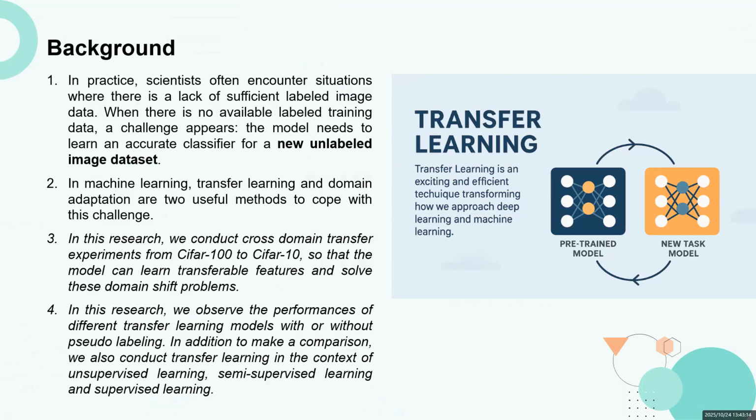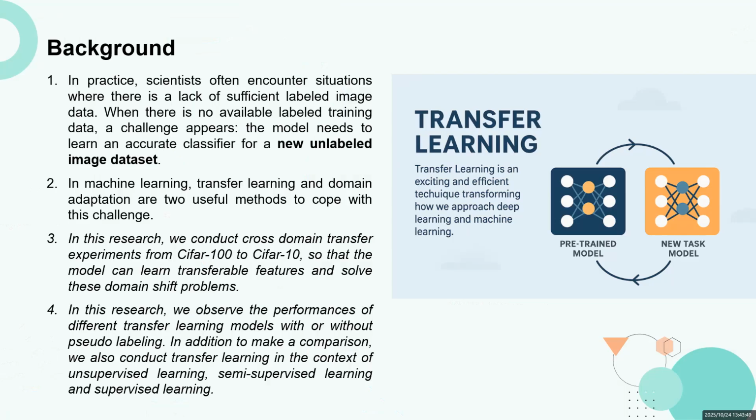In practice, scientists often encounter situations where there is a lack of sufficient labeled image data. When there is no available labeled training data, a challenge appears. The model needs to learn an accurate classifier for a new unlabeled image dataset. In machine learning, transfer learning and domain adaptation are two useful methods to cope with this challenge. In this research, we conduct cross-domain transfer experiments from CIFAR-100 to CIFAR-10 so that the model can learn transferable features and solve these domain shift problems.